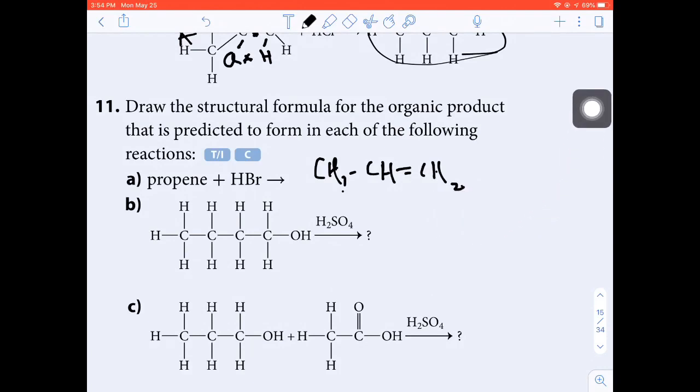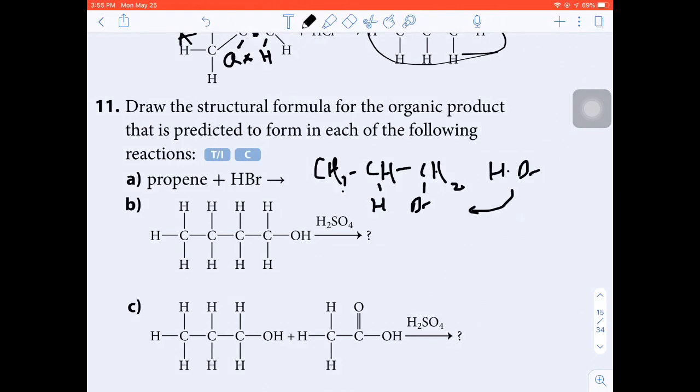Now I'm going to add an HBr. HBr is going to come and slot itself in down here, and then I'm going to break 2 bonds and form 2 bonds. So I'm going to break this bond, and I'm going to form this bond and this bond. So I end up with a CH3, CH2, CH2Br, which is a haloalkane. It's bromopropane.